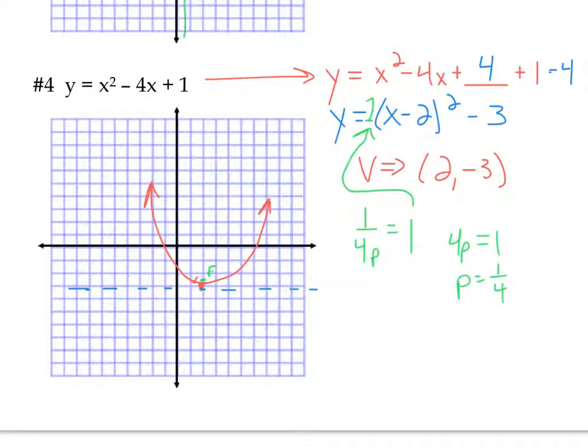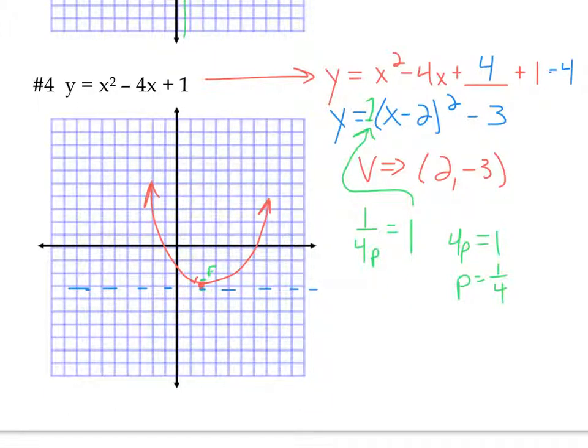I got the vertex. Again, by doing the completing the square, I was able to get an h and a k value. Remember, it's x minus h, so that's why the h is a positive 2, plus k, so the negative 3. There's my vertex. 1 over 4p will always equal this number in front of the x squared or y squared, so we can solve for p. That tells us how far the focus and directrix are from the vertex.